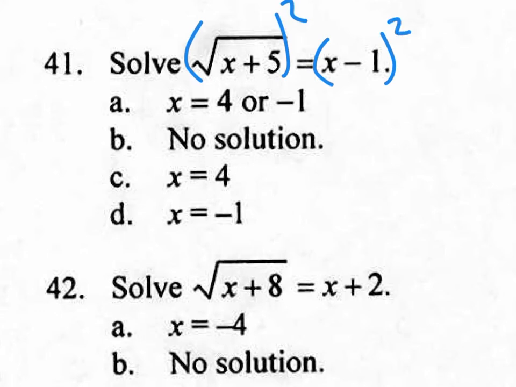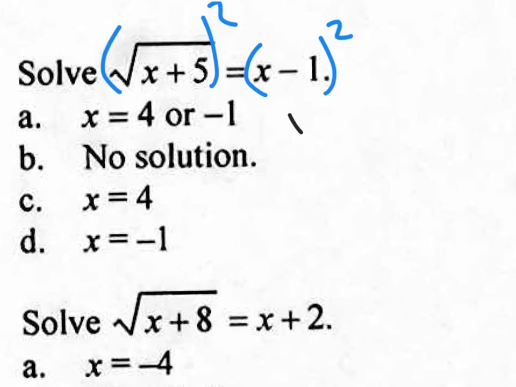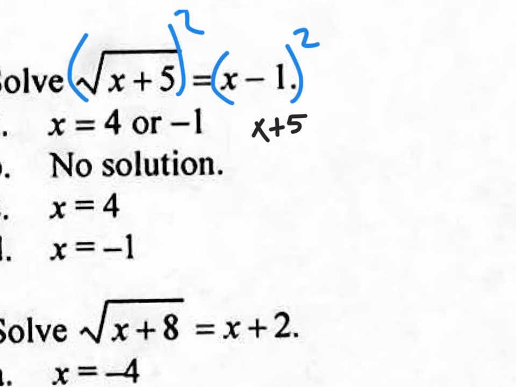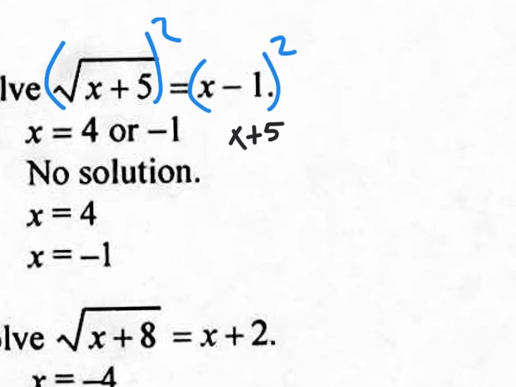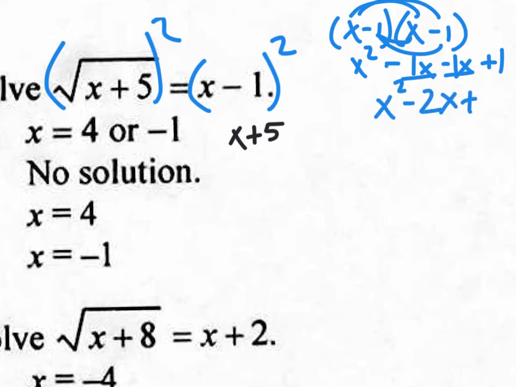So, on the left side, you end up with just x plus 5. And on the right side, you have to do some work. Now, what do I mean by that? You have to write it twice. x minus 1 times x minus 1. x times x is x squared. x times negative 1 is negative 1x. Negative 1 times x is another negative 1x. Negative 1 times negative 1 is positive 1. Combine the middle terms, you're going to end up with x squared minus 2x plus 1.